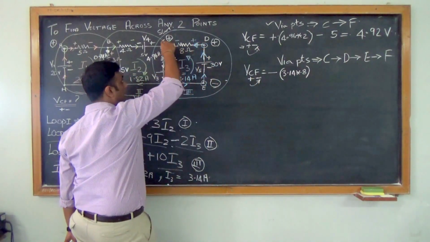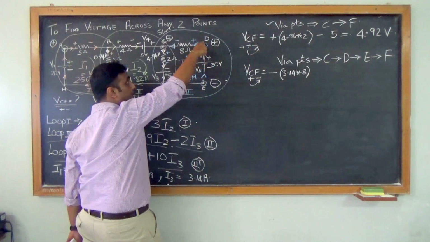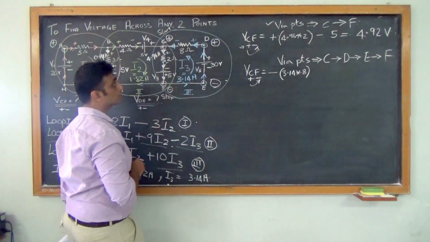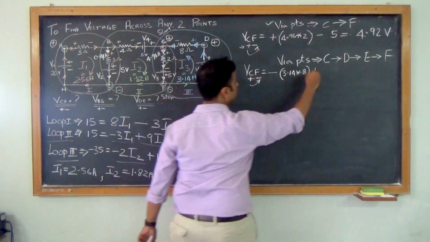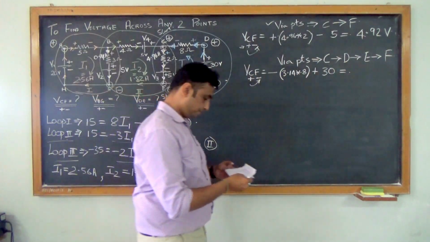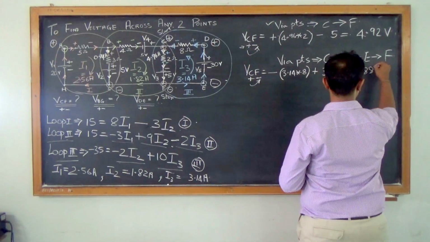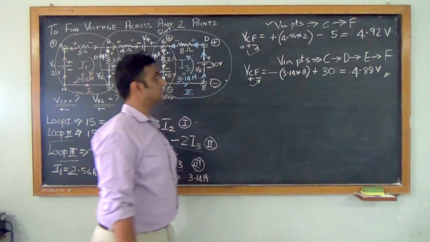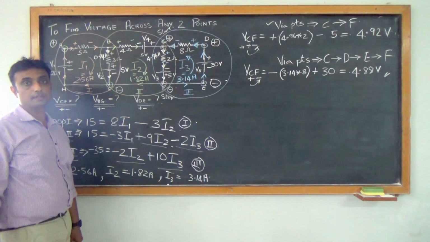Now again moving from C to D and now from D to E. Now when it is moving from D to E, the first terminal it touches is a positive terminal of your voltage source. So positive into positive, positive. So it is 30 volts. So I get a value of 4.88 volts, which is nearly the same as 4.92. So again, the consistency of this is proved.